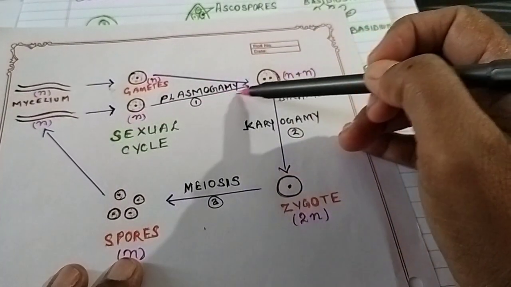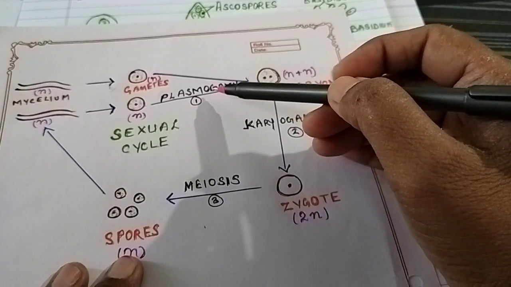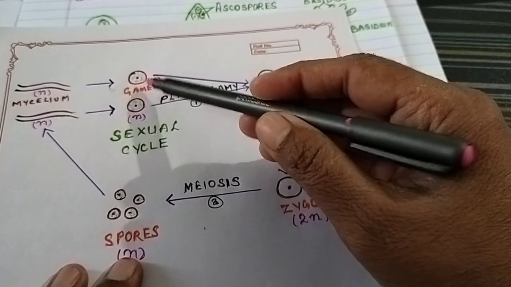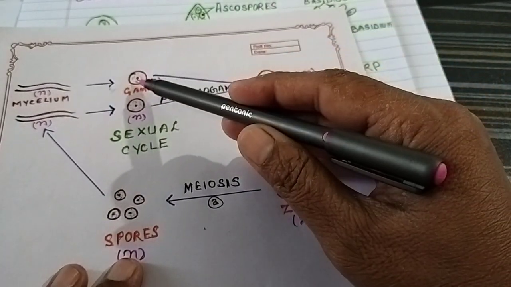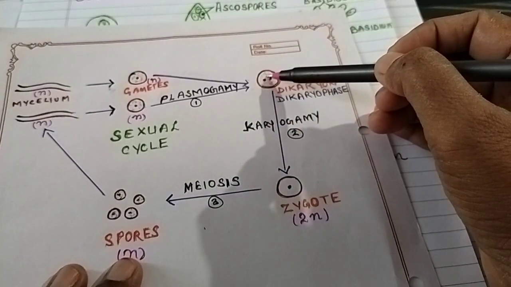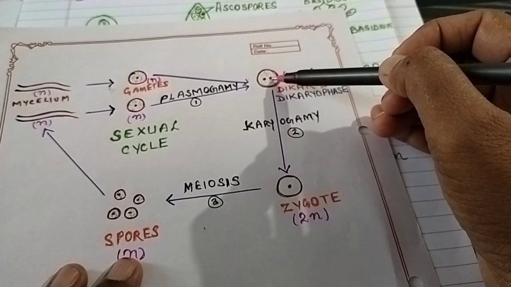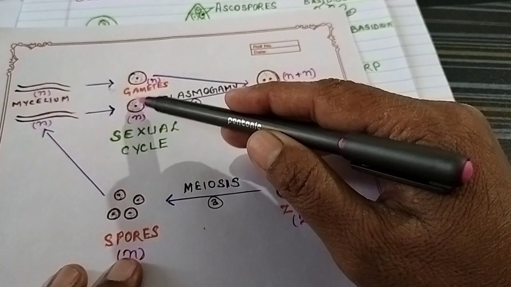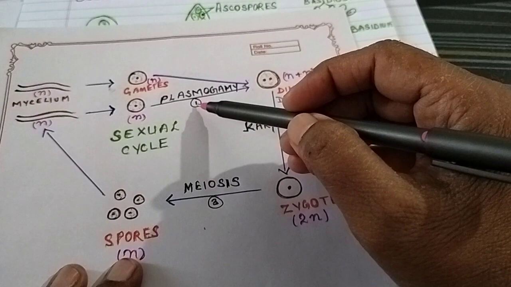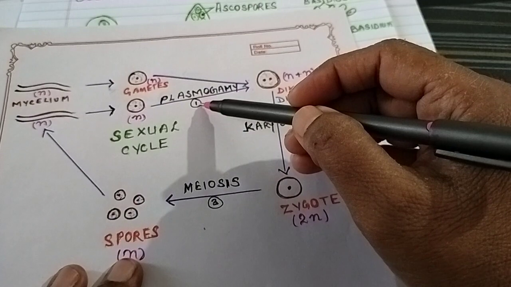Fusion, just now I told you the first step that takes place, that is plasmogamy. The two gametes come together and fuse. Now at this stage only their protoplasm is fused. See, they still have their separate nuclei. The nucleus is not fused, only their protoplasm is mixed with each other. This is the first step of sexual reproduction we just studied, called plasmogamy.